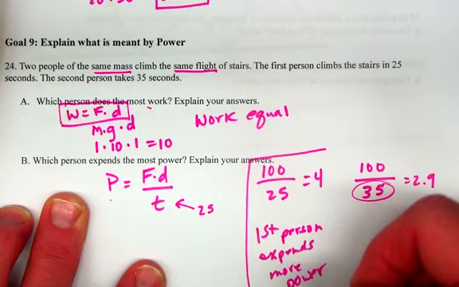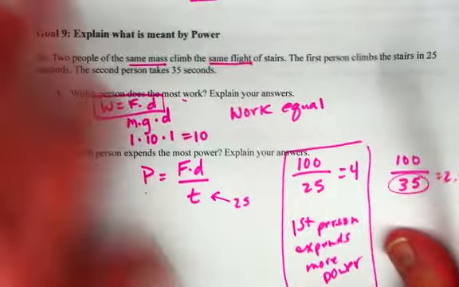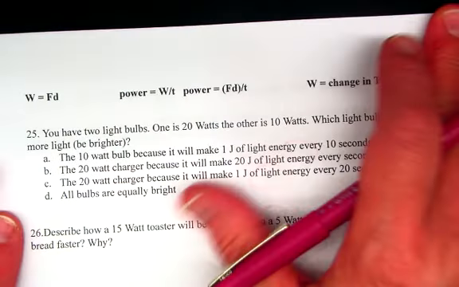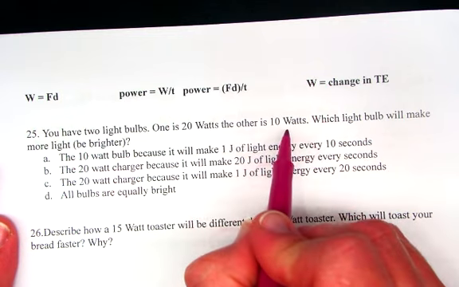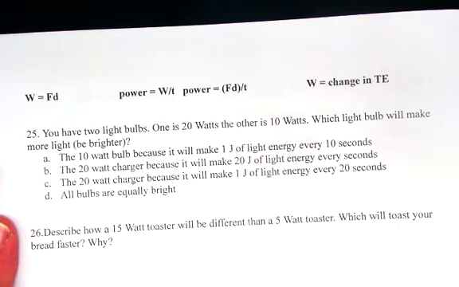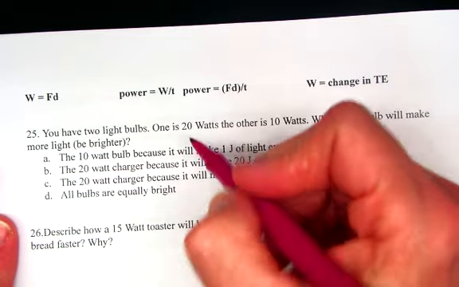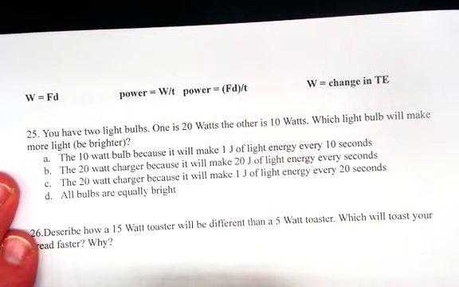So this guy right here, the first person, is going to expend more power. And finally, goal 10. Oh, sorry, 2 more questions on goal 9. If you flip over the paper, they ask you, you have 2 light bulbs. One is 20 watts, the other is 10 watts. So watts is the unit of power. I skipped that on the last problem, but which light bulb will make more light or be brighter?